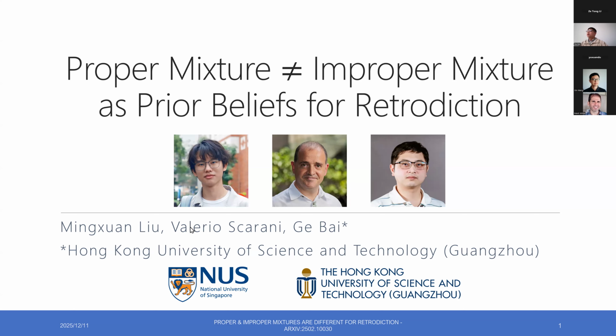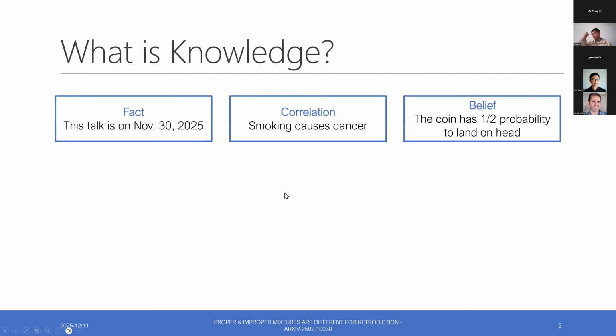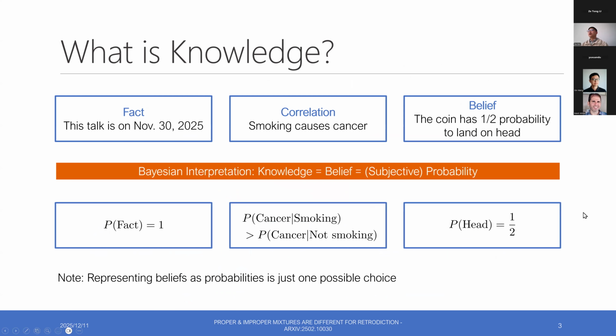Today I'm going to talk about retrodiction, and I'm going to figure out the difference between proper mixtures and improper mixtures. I'll explain that later. So let's begin with what is knowledge? In the classical Bayes theory, we often represent knowledge, such as facts or correlation or simply some belief, with probabilities, and these probabilities are kind of subjective probabilities.